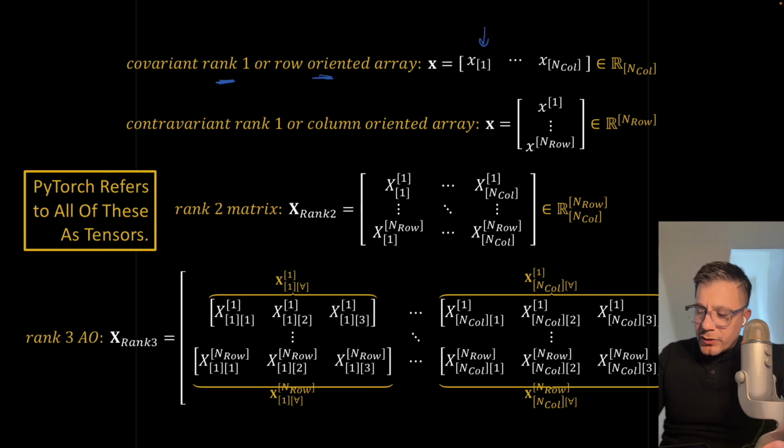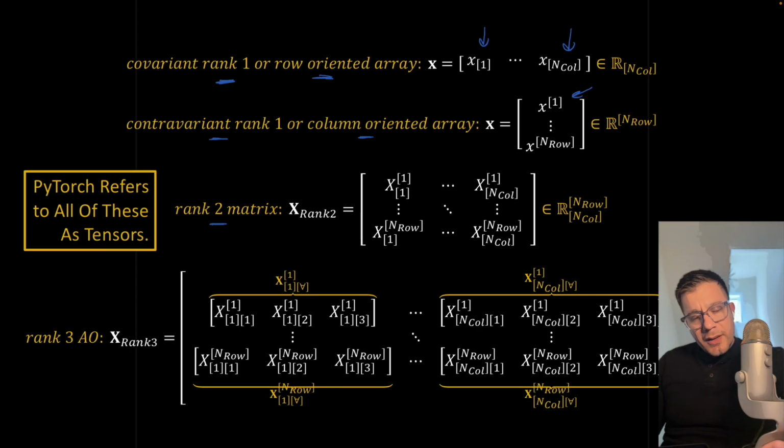It's rank 1, so we only need a single index to identify an element. Here we have a contravariant rank 1 or column-oriented array. Same thing, we only need a single index, but these are oriented as a column.